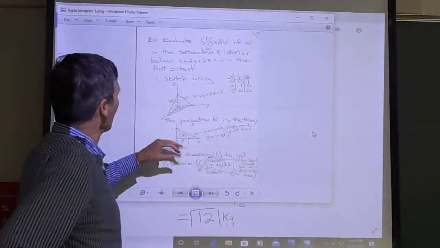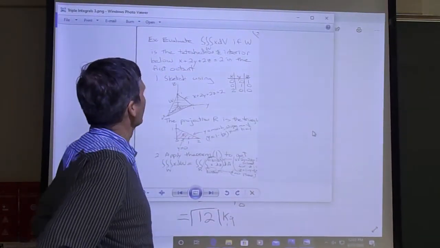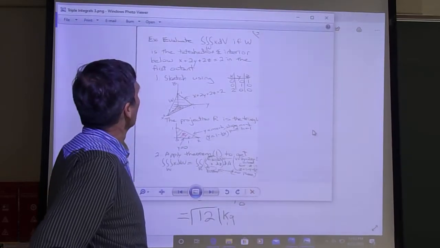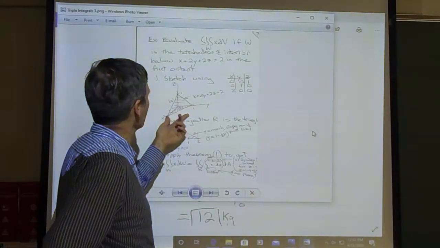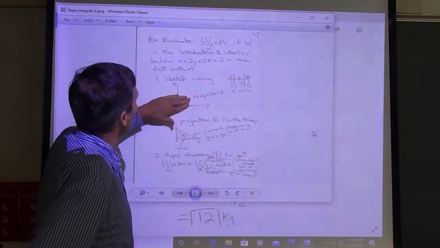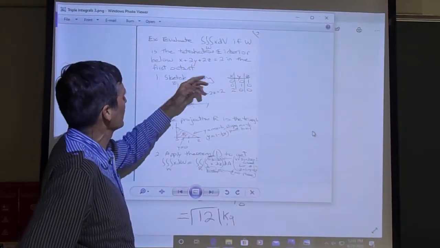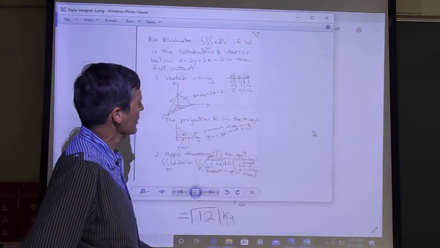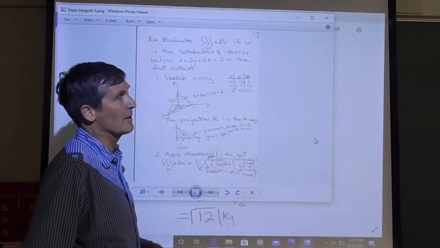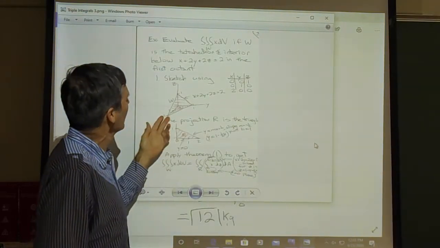Now, what does our theorem say about evaluating this triple integral over the tetrahedron? It's a big hint to draw a picture, right? So make a sketch of these things always. If you know it's below the plane x plus 2y plus 2z equals 2, which I know is a plane, right? It's ax plus by plus cz equals d. So it's a linear equation. A linear equation in 3 dimensions is a plane, right?